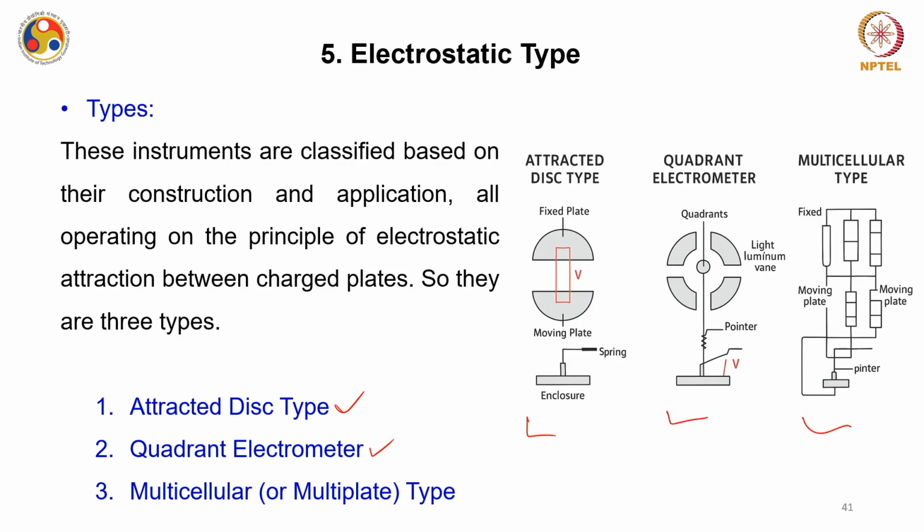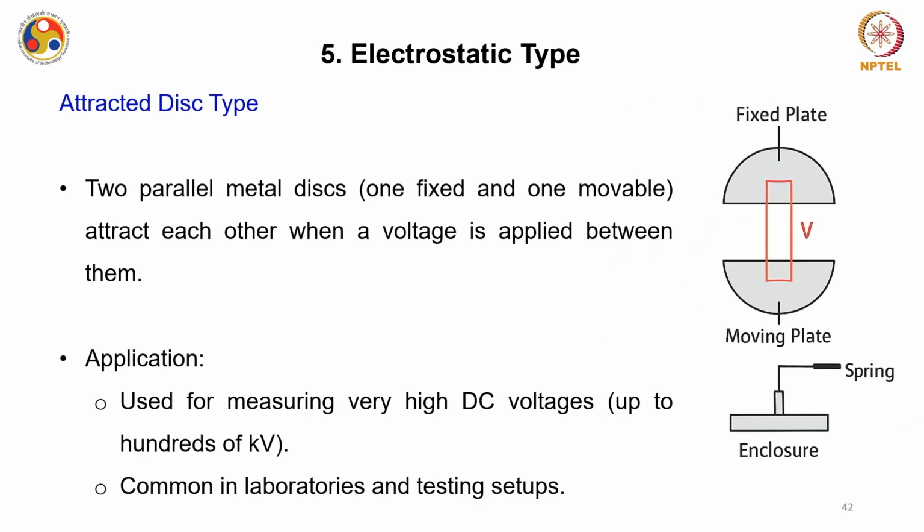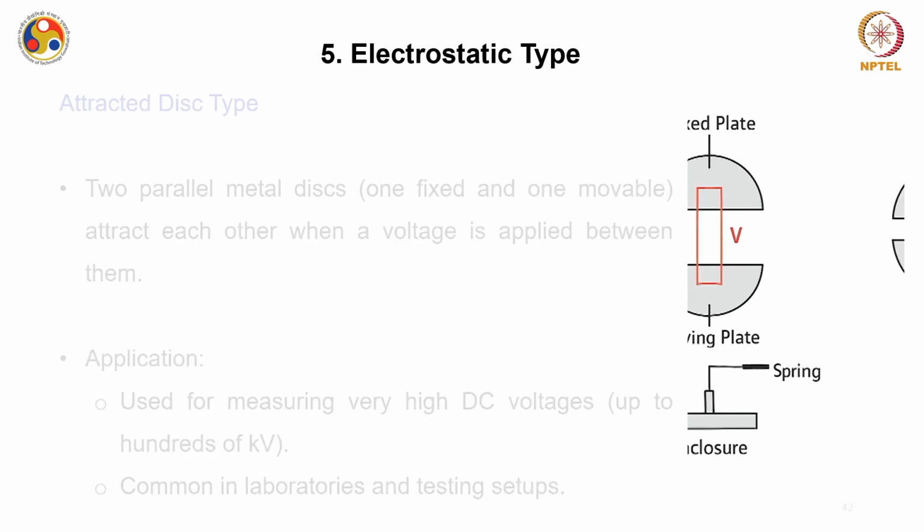So let us talk about them very briefly, and let's conclude this discussion on different types of analog meters based on their construction. As the name suggests, in this attracted disc type electrostatic tool, you can see here you have two parallel metal discs. One is fixed and one is movable. They attract each other when a voltage is applied between them. We will talk about them in more detail, but you can understand that this is based on a kind of capacitive effect.